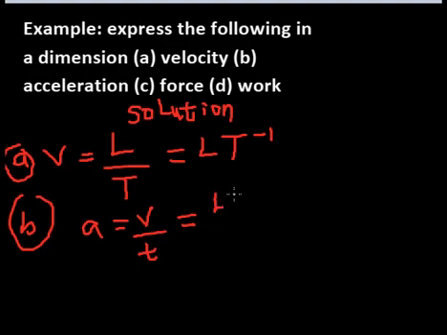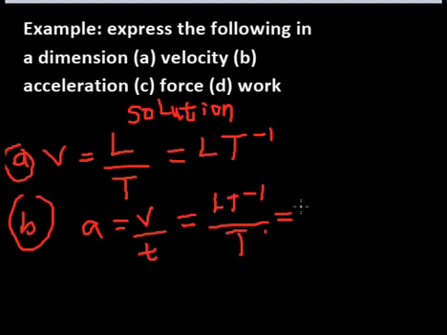Velocity is given as LT raised to the power of minus 1, and of course T raised to the power minus 1. Sorry, I made a mistake, it is just T. Acceleration is velocity over time, so it is LT raised to the power minus 1, then divided by time, which is just capital letter T. So what happens is this T will still have to go up.